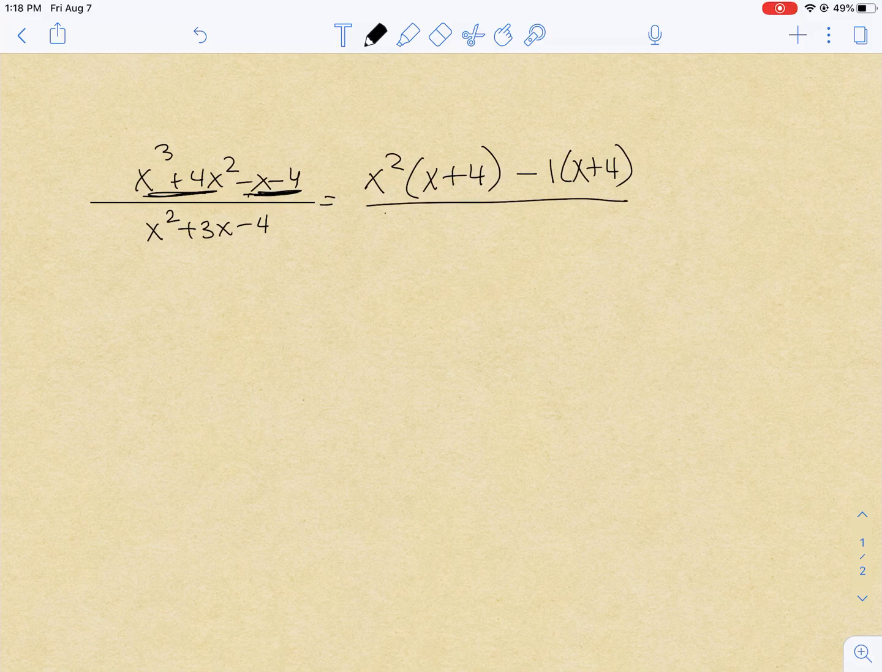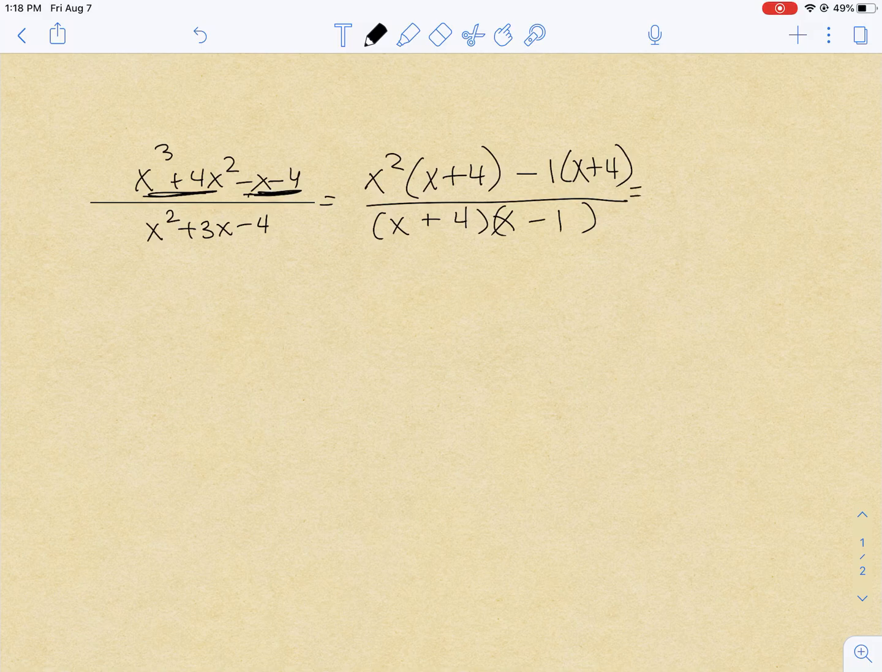The denominator looks more trinomial, so I went x and x. And then what's going to multiply to be that -4, but add to be 3, I would say +4 and -1. So 4 minus 1 is 3, but 4 times -1 is -4.